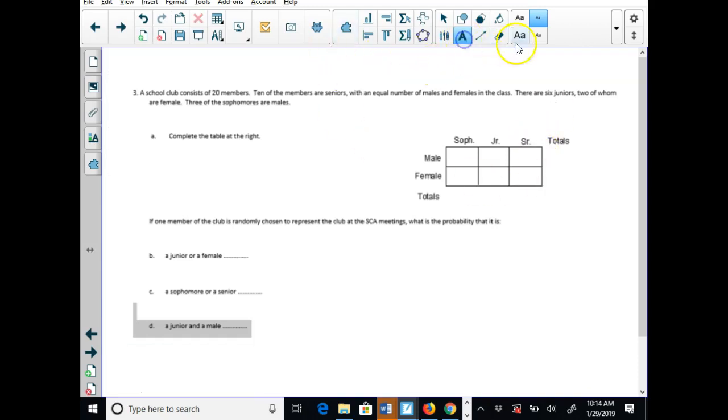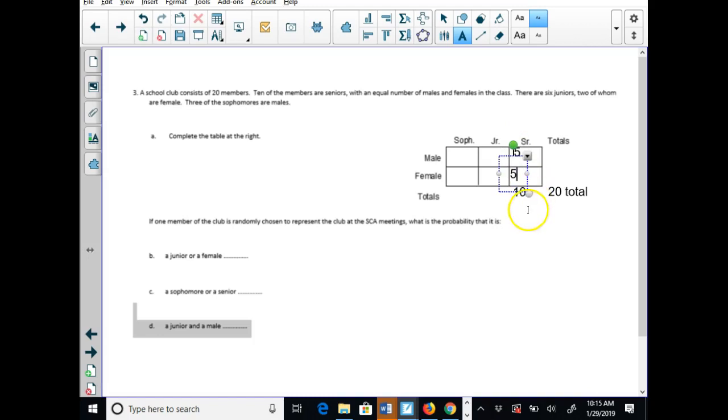Okay, so this is like filling in a little puzzle, right? We know that there's a total of 20 members, so I'm going to put that 20 total down here. Then next it says 10 members are seniors. Okay, so I'm going to look at the seniors. The total number of seniors is in this column right here, so I'm going to put 10 right here. And then it says an equal number of them are males and females in the class. So that means of the 10 seniors, we have 5 that are male, and then we have 5 that are female.